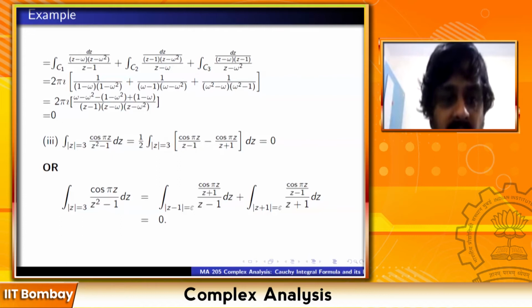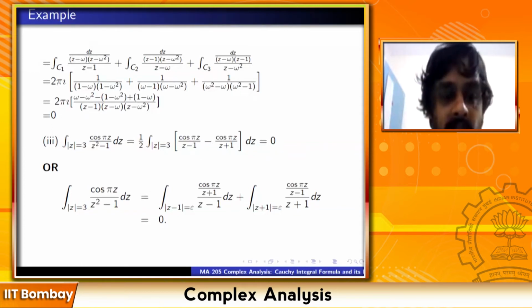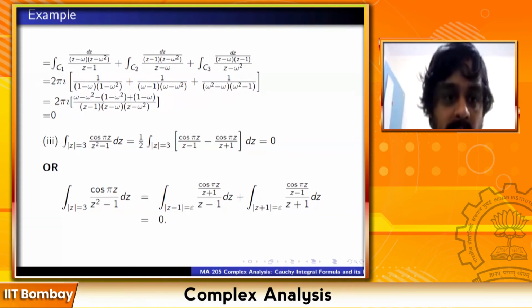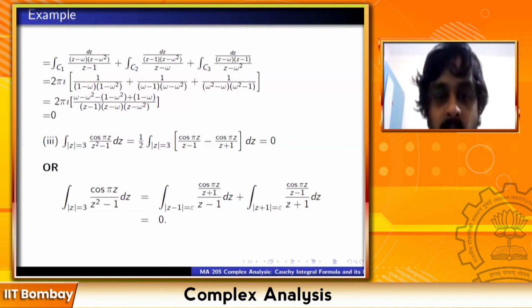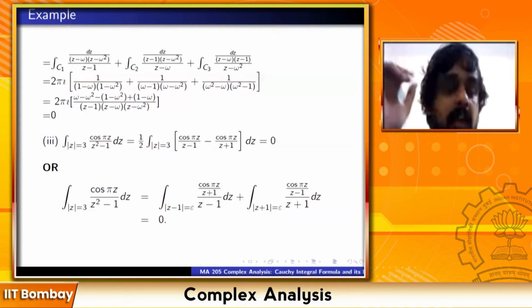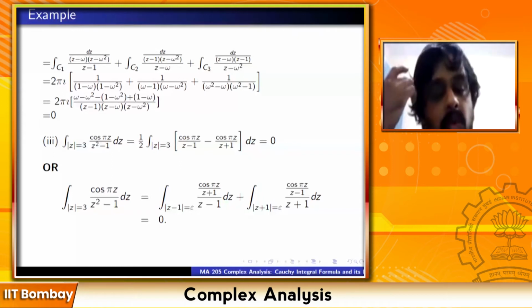Another way to see it is to use the previous trick: break up this integral along mod z equal to 3 into a sum of two integrals, one along a circle around 1 and another along a circle around minus 1. So break this integral into cos pi z upon z square minus 1 along mod z minus 1 equal to epsilon plus the same integral along mod z plus 1 equal to epsilon. We have seen that an integral along a contour can be broken up into a sum of integrals along each of the poles. So do that.